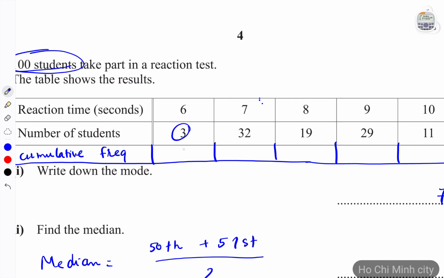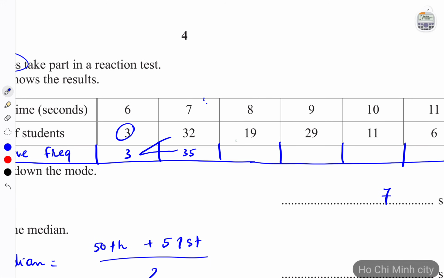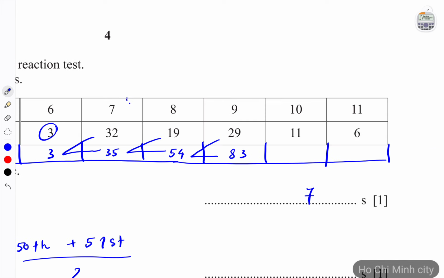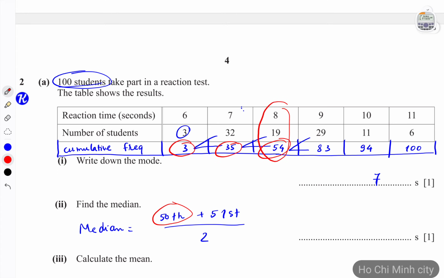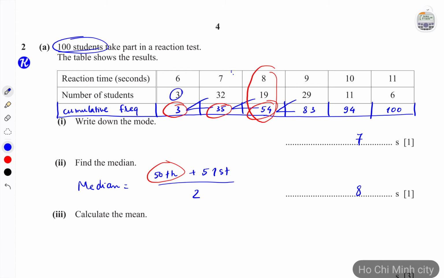All right, so the first one is 3, and we just write it down. The next one is 3 plus 32, which is 35, and 35 plus 19, which is 54, and then 83, 94, and here is 100. The first row shows the result for students 1 to 3, here is from 4 to 35, and here is from 36 to 54. So the 50th and 51st would be at a reaction time of 8. The average of them is also 8. That means 8 seconds is the answer to this question.